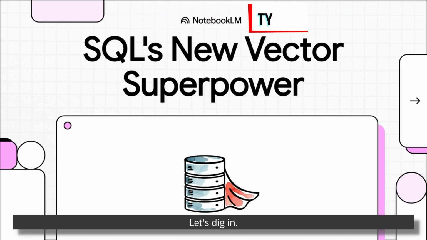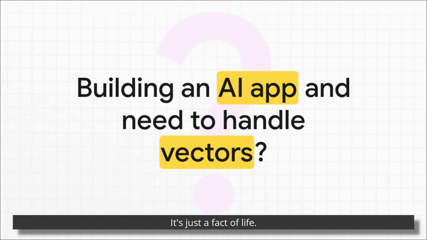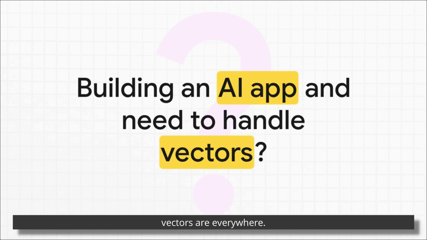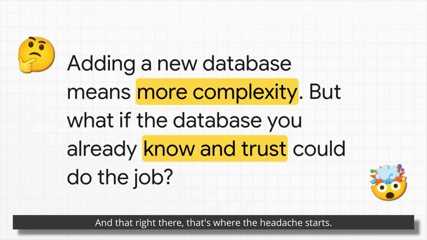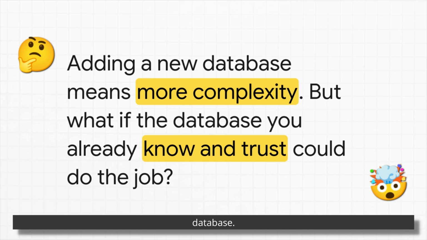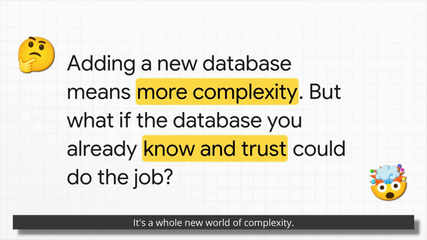Let's dig in. So if you're building, I don't know, pretty much any AI app these days, you're dealing with vector embeddings. It's just a fact of life. Whether it's for semantic search, a recommendation engine, or you're building a RAG pipeline, vectors are everywhere. You can't escape them. And that right there, that's where the headache starts. Because now you're thinking, great, I have to spin up a whole new specialized vector database. That means more infrastructure, another system to learn, more things that can break. It's a whole new world of complexity.